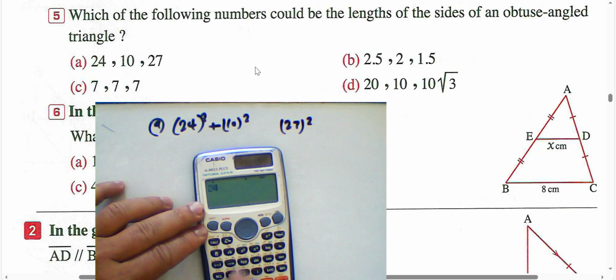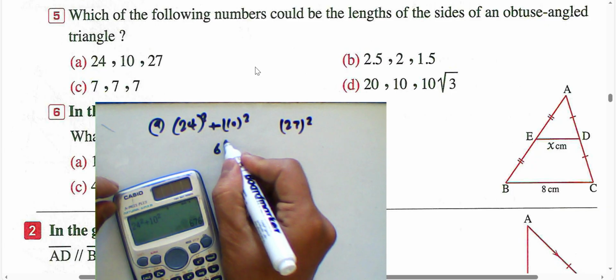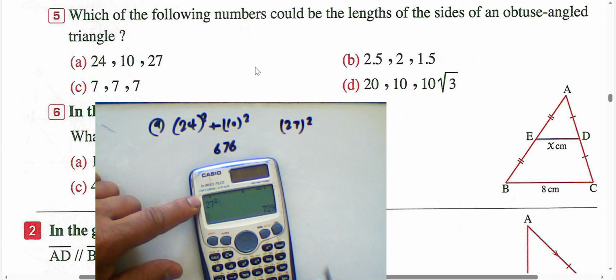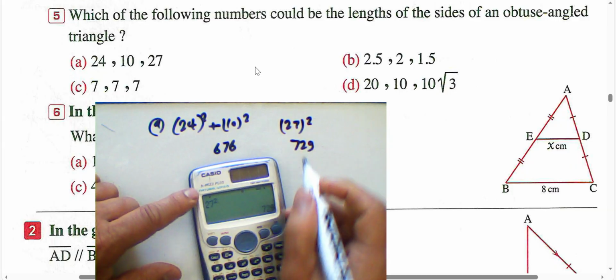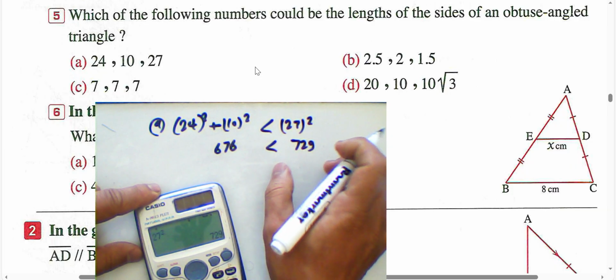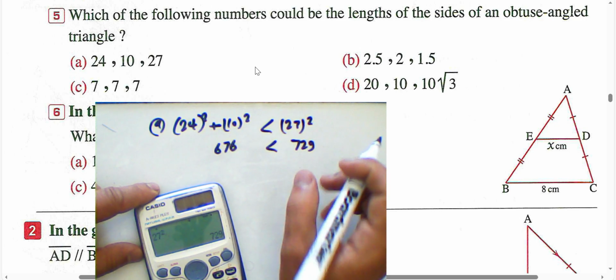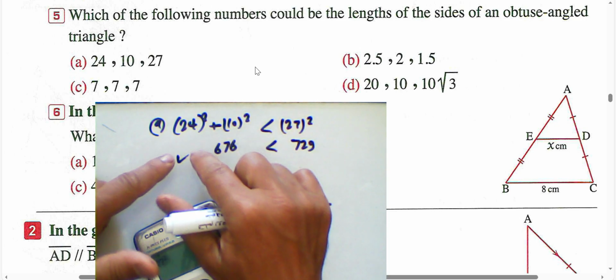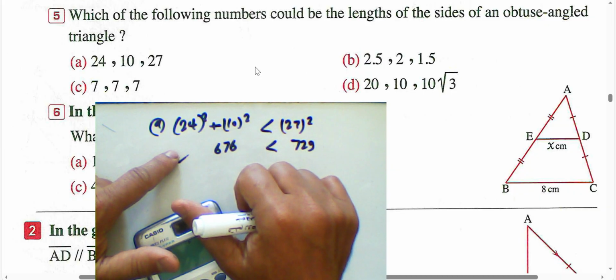24 power 2 plus 10 power 2 equals 676, and 27 power 2 equals 729. This number is greater, so this triangle will be an obtuse angle triangle, because the greatest number power 2 is greater than 24 power 2 plus 10 power 2.